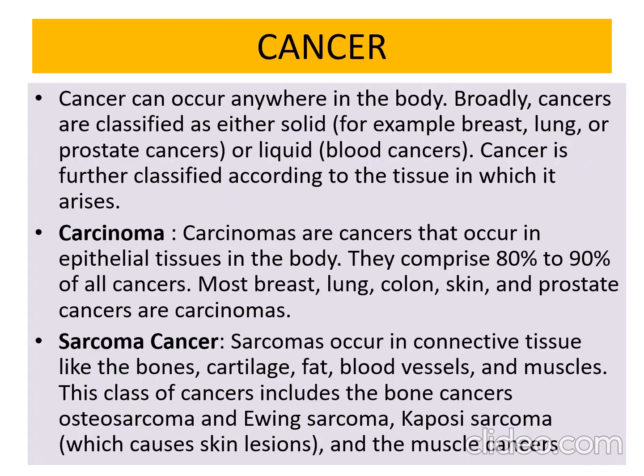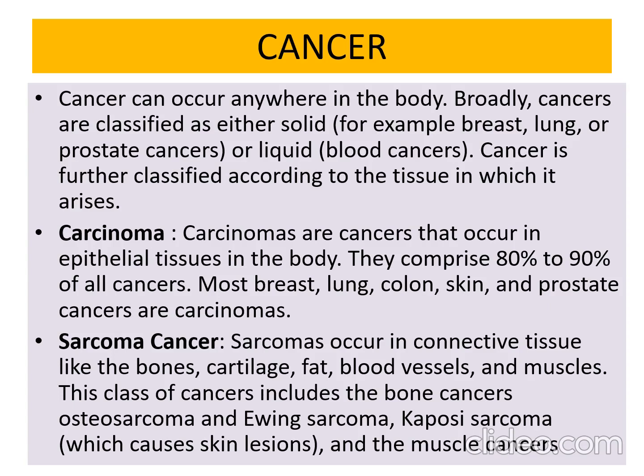So cancer can occur anywhere in the body. Broadly, cancers are classified as solid cancer like breast cancer, lung cancer, prostate cancer, or liquid cancer like the blood cancer. Cancer can be classified according to the tissue in which it is arising. For example, carcinoma. Carcinomas are cancers that occur in epithelial tissues of the body. They comprise 80 to 90% of all cancers. Breast cancer, lung cancer, colon, skin, prostate cancers, they are the carcinomas.